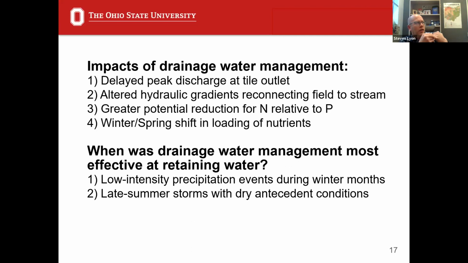Then looking across all of our system and time, when was the drainage water management we looked at most effective for retaining water and holding it back? It seemed there were two types of events that worked really well. Low intensity precipitation events during winter months seemed able to be held back in the system because the system's fundamentally closed during those periods. Then also in the late summer periods with dry conditions, we could hold back moderate size rainstorm events as well. So those would be the targeted periods for improvement under this type of management.